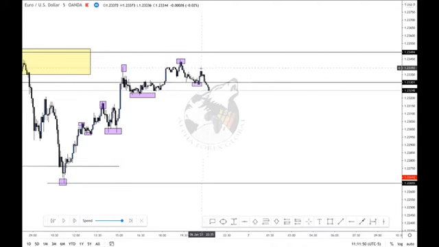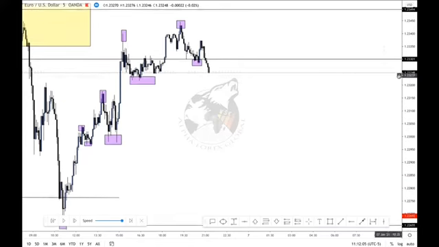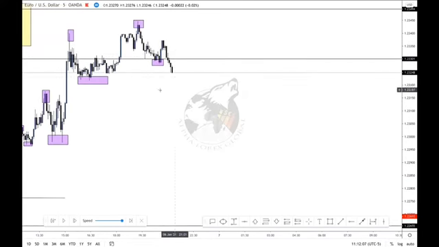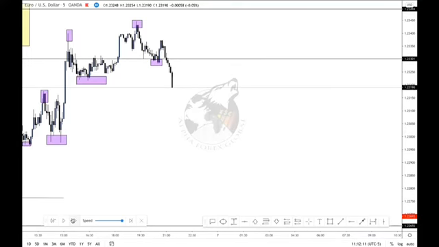The market now failed. Look at this. The market failed to create a new high right here and broke back this structure right here. Broke back this higher low, right? So we failed right here. So right now the market is literally transitioning into a downtrend, right? So let's play that.